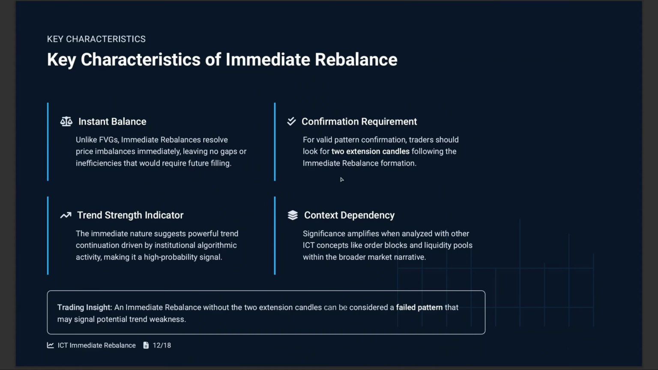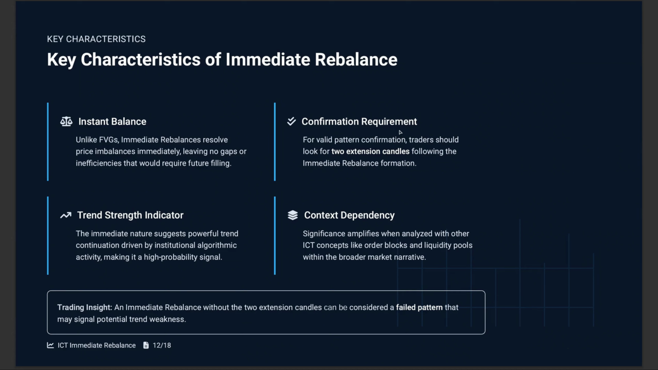All right, so here are some key characteristics of immediate rebalance. So first thing, instant balance. Unlike for value gaps, immediate rebalances resolve price imbalances immediately, leaving no gaps or inefficiencies that would require future filling. Next is trend strength indicator. The immediate nature suggests powerful trend continuation driven by institutional algorithmic activity, making it a high probability signal.